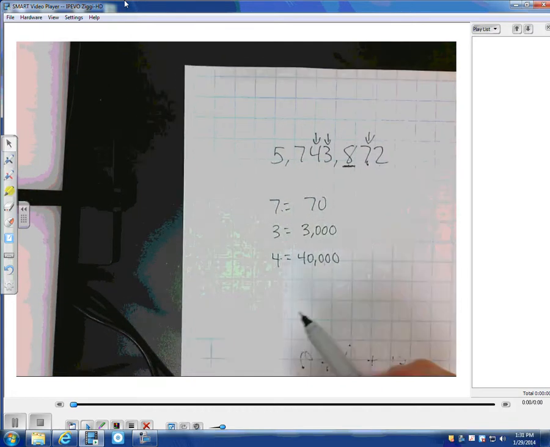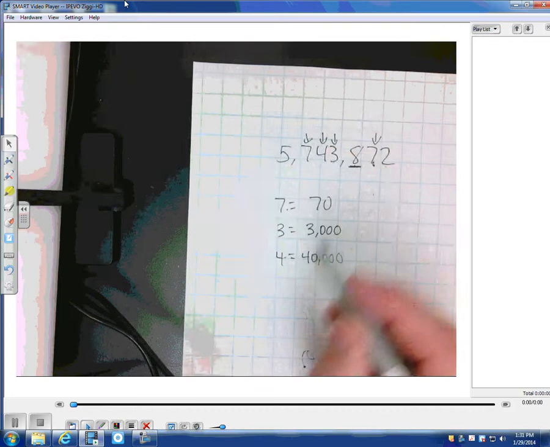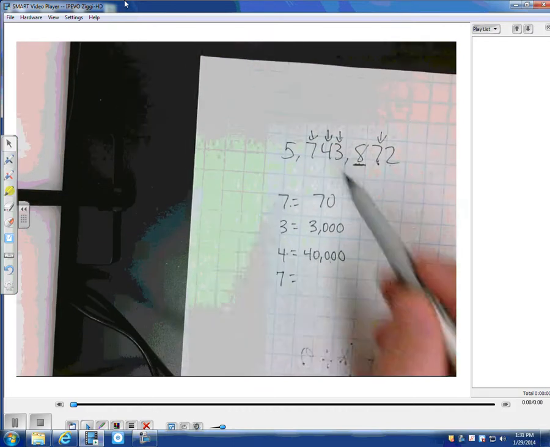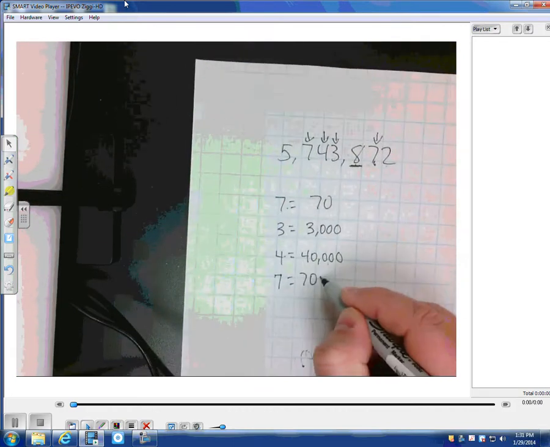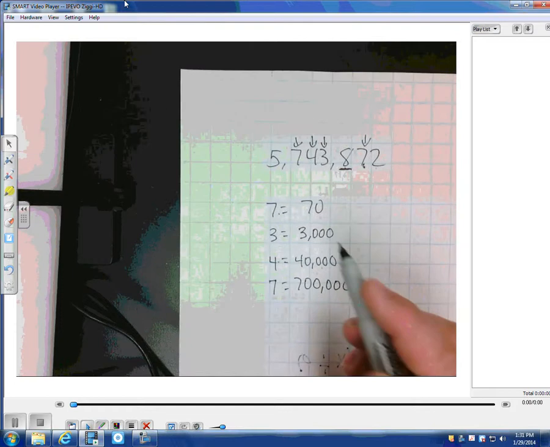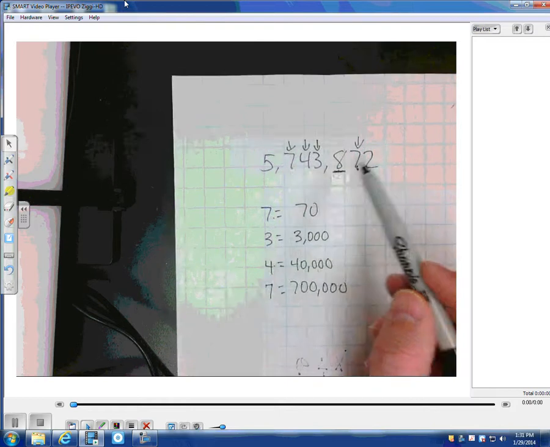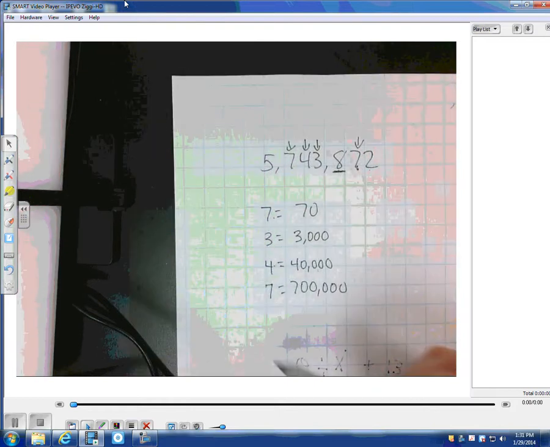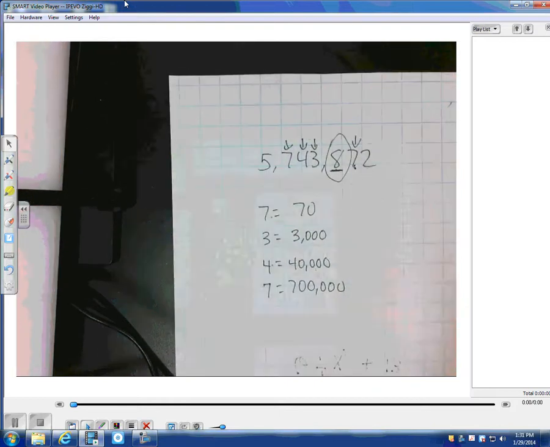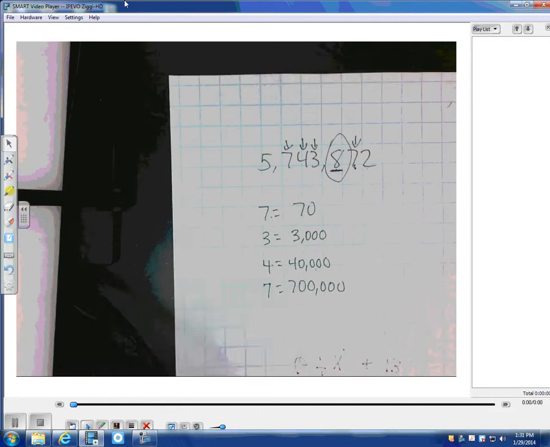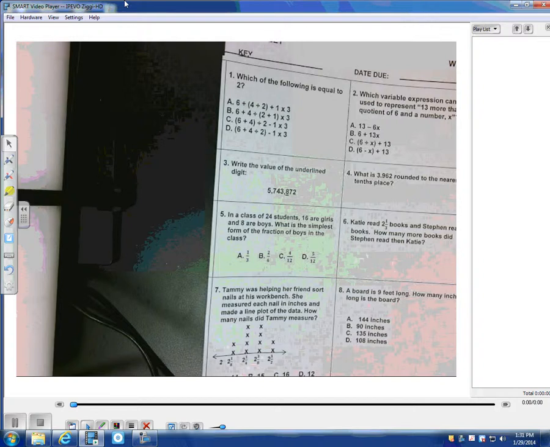If I even wanted to go to the 7, that 7 would represent 700,000 because it's in 5,743,872. So just based on these examples, you determine what is the value of the 8. Okay? That's number 3.